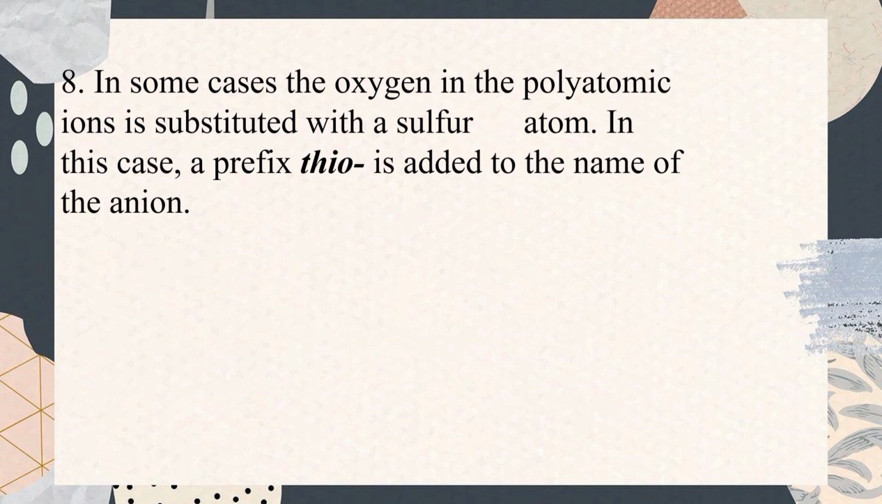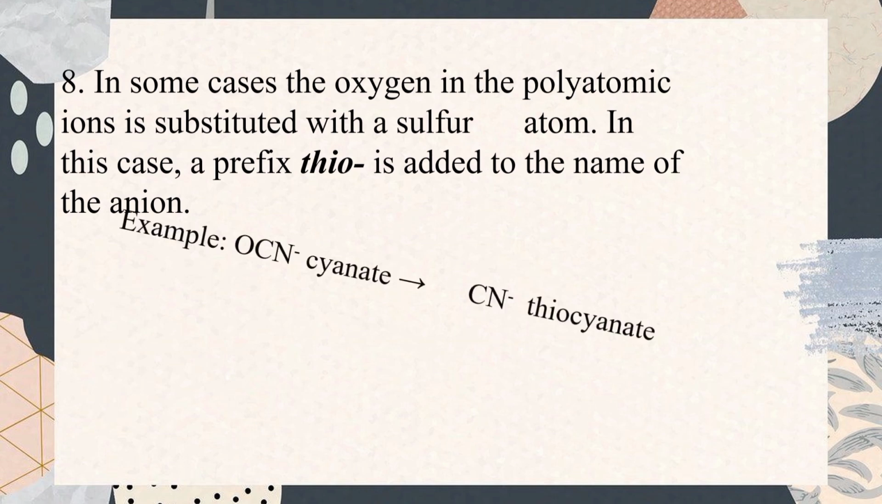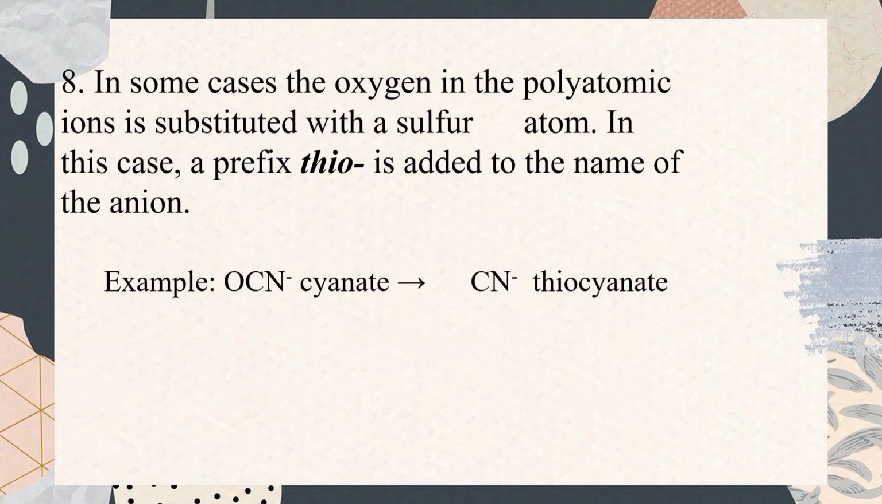In some cases, the oxygen in the polyatomic ions is substituted with a sulfur atom. In this case, a prefix thio is added to the name of the anion. Example, OCN -1 or cyanate, when O is substituted by S, it will become SCN -1, or named as thiocyanate.